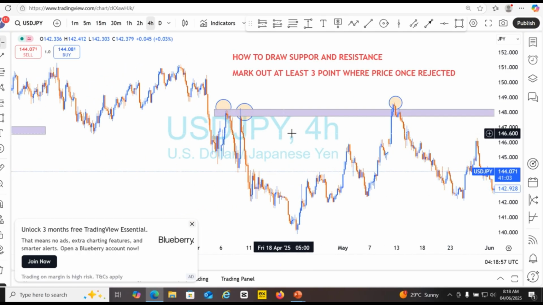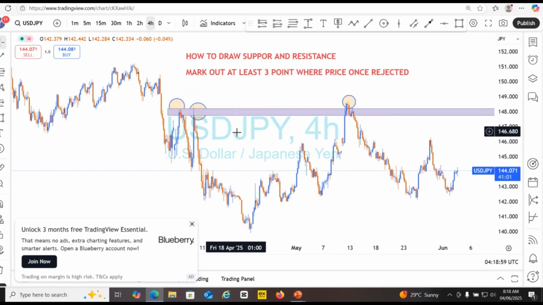The only homework you get right now is to check different currency pairs and then try to mark the support and resistance. The rule now is at least 3 points. Two points is not enough, below 3 is not enough. At least 3: pick 1, 2, 3. The support area can have more than 3. If you get more than 3, no problem.